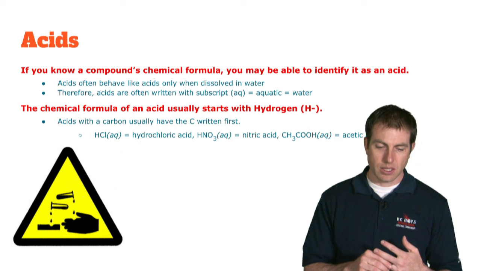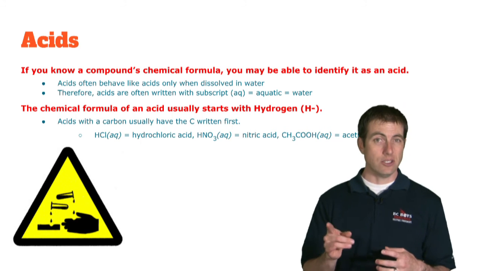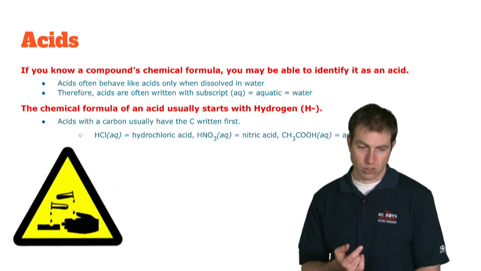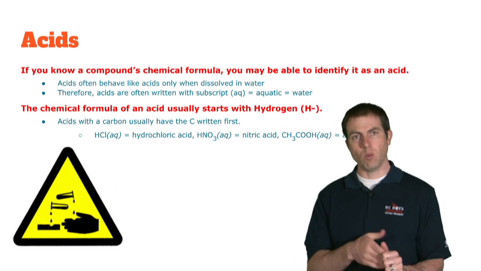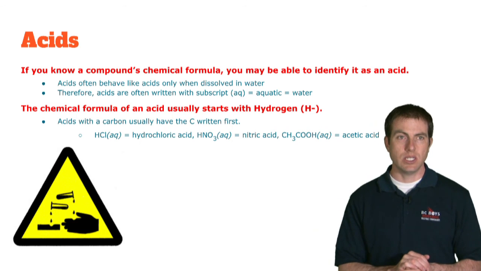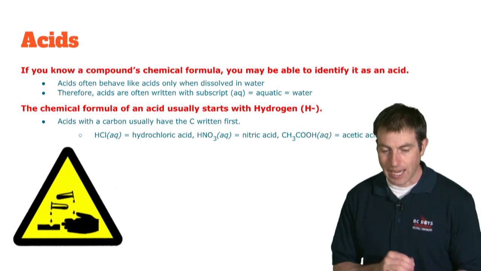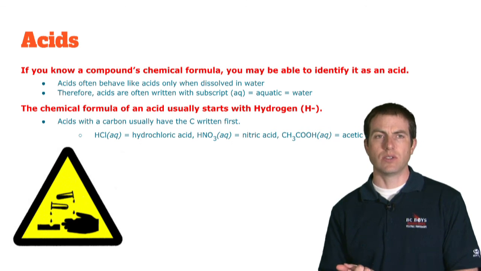So typically speaking, acids are going to start with an H. So HCl is hydrochloric acid, HNO3 is nitric acid. The one exception you'll see is when you have carbon in there. CH3COOH is acetic acid. And acetic acid you guys have in your house, it's very common.